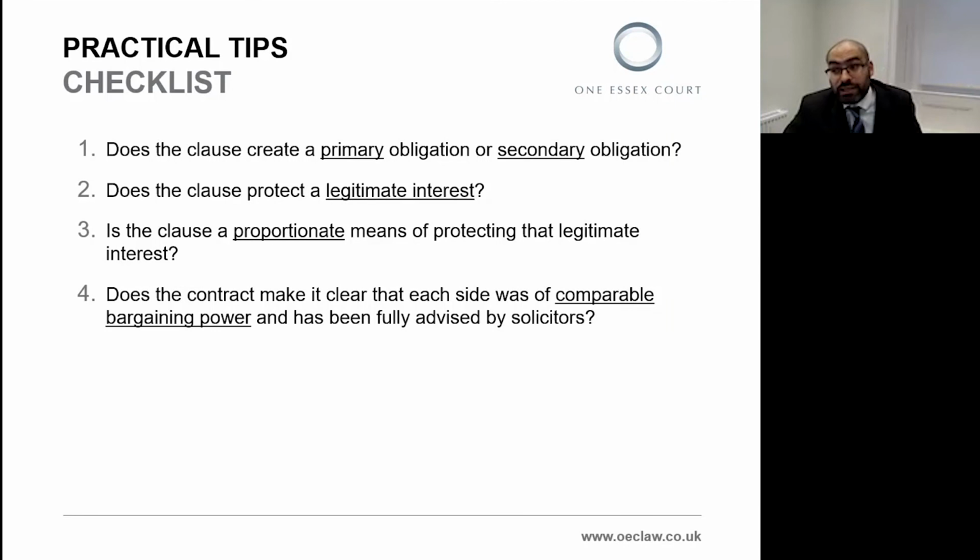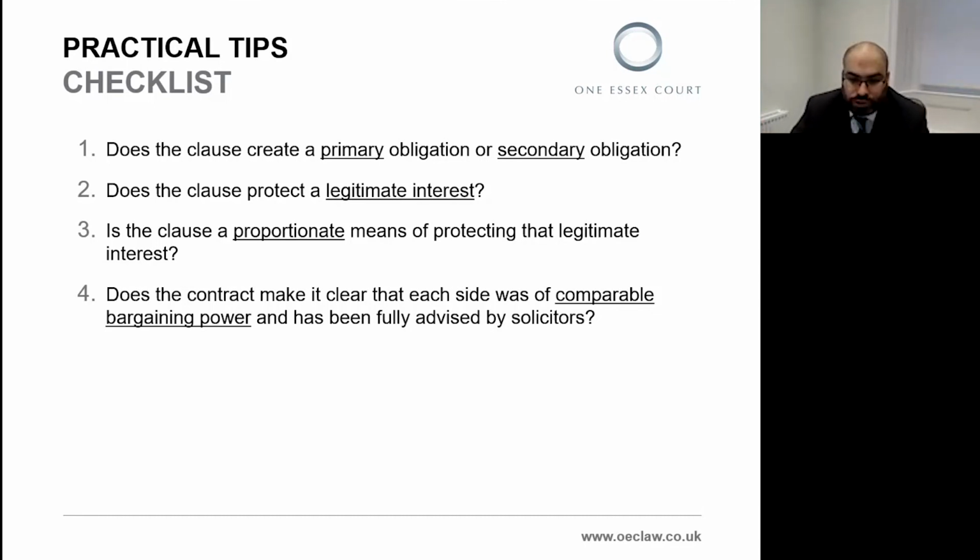Even if you think the clause is a primary obligation, it is prudent to consider whether the client has a legitimate interest which is protected by the clause. There's usually a legitimate interest in being compensated for breach of a primary obligation, but there's also a wealth of other legitimate interests, such as the interest in preserving a company's reputation or influencing the other contracting party's actions, or to compel the customer to move their car so you can maintain a functioning car park system.